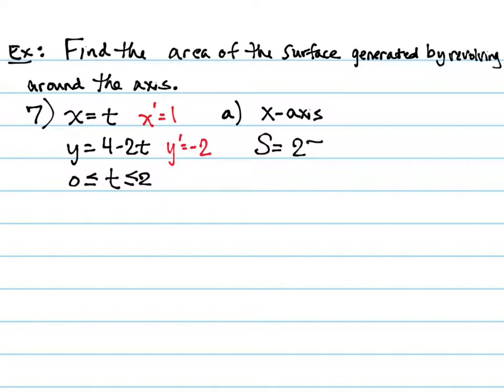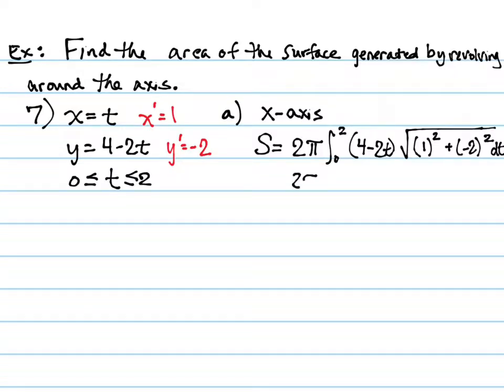The area of the surface is 2 pi times the integral from 0 to 2. And since I'm working on the x-axis, I use the equation for y. So this is 4 minus 2t, and it's in front of the square root. And then I have the square root of each of those derivatives I found, which happen to be constants, squared. So I have 1 squared, and then I have -2 squared, like that. dt at the end, I'm almost out of space. All right, so that's square root of 5. You guys are already finding it, no problem. So I've got the integral from 0 to 2 of 4 minus 2t square root of 5 dt.